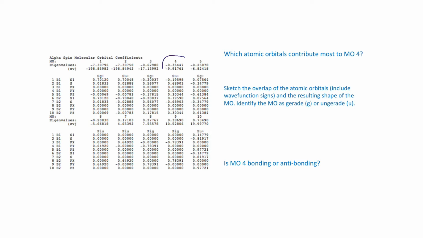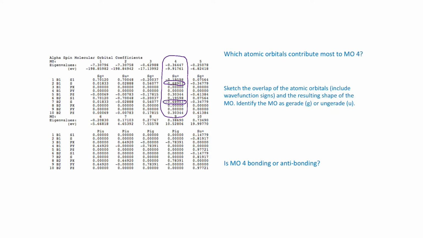Okay, so that's going to be this molecular orbital here. Looking at that, we want to see which atomic orbitals are contributing the most. So we're just going to look at these numbers and pick out which ones have the highest numerical value. Doesn't matter if it's positive or negative, you're just looking for the largest magnitude. Okay, so looking at these, it looks like this 0.68 right here and this minus 0.68 are the largest contributors.